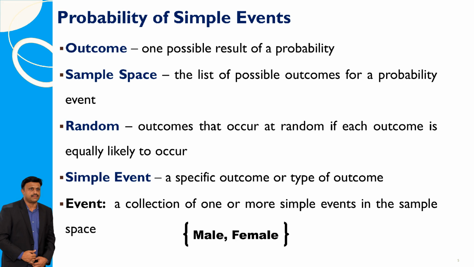An outcome is a possible result of a probability event, while the sample space is the list of all possible outcomes for that event. An outcome is considered random if each possible result is equally likely to occur. A simple event refers to a specific outcome or type of outcome, and an event is a collection of one or more simple events within the sample space.